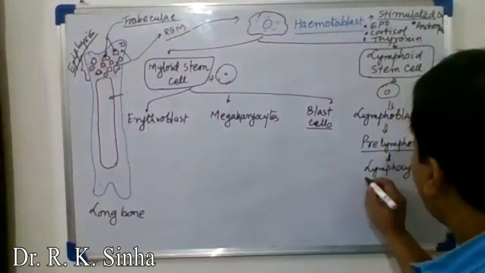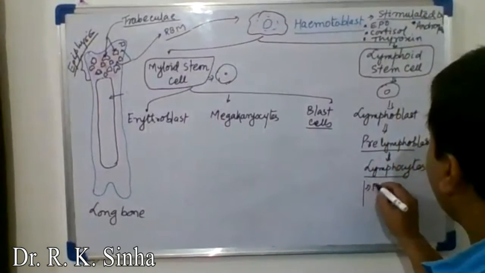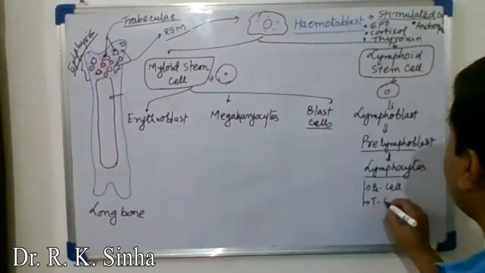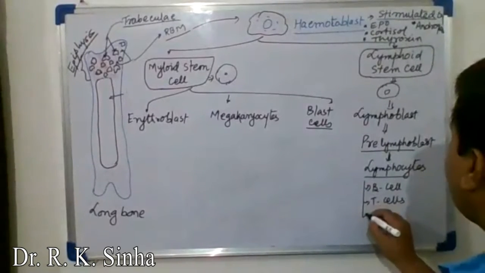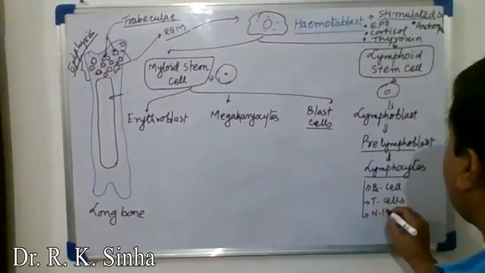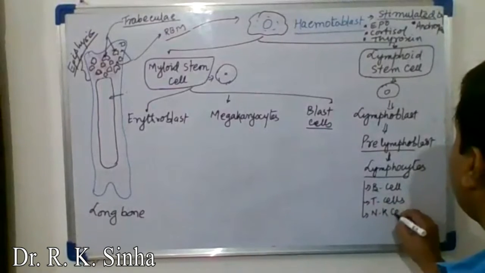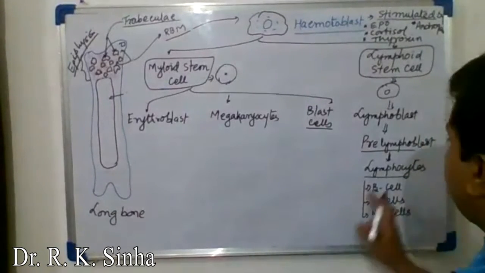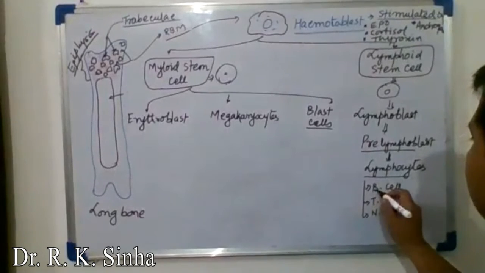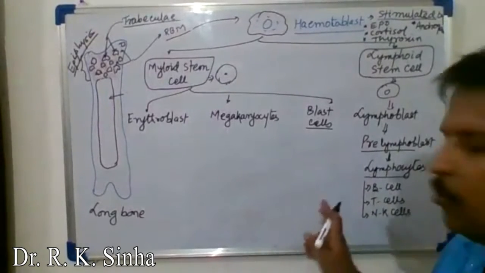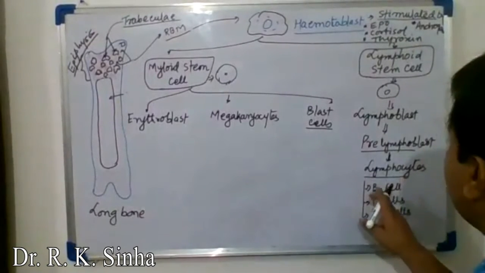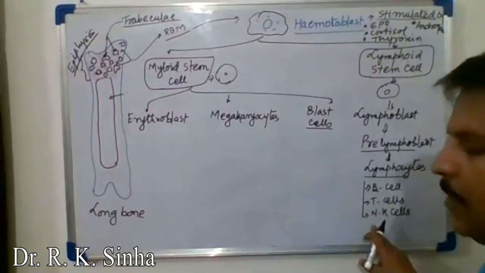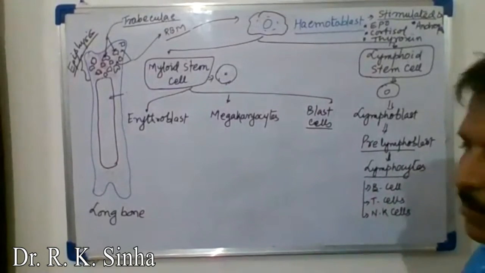So these lymphocytes are B lymphocytes, B cells; the second one is T cells, and the third one is NK cells, natural killer cells. These three are lymphocytes. B cells means bone marrow lymphocytes. This is B lymphocytes, T lymphocytes, and natural killer lymphocyte cells.